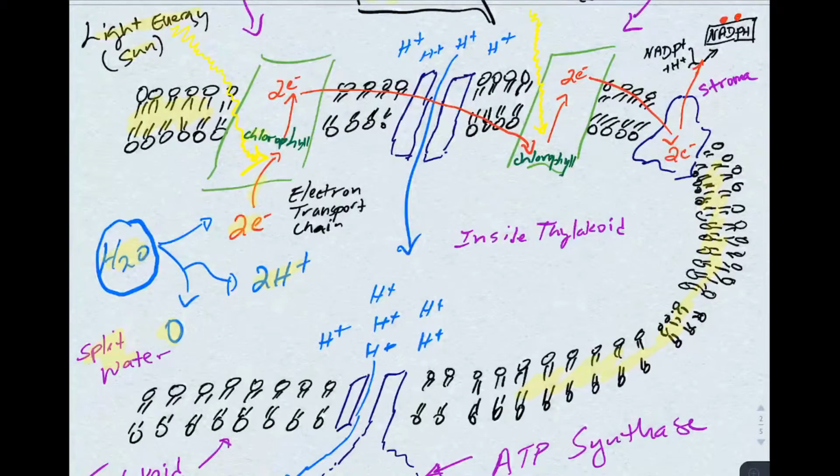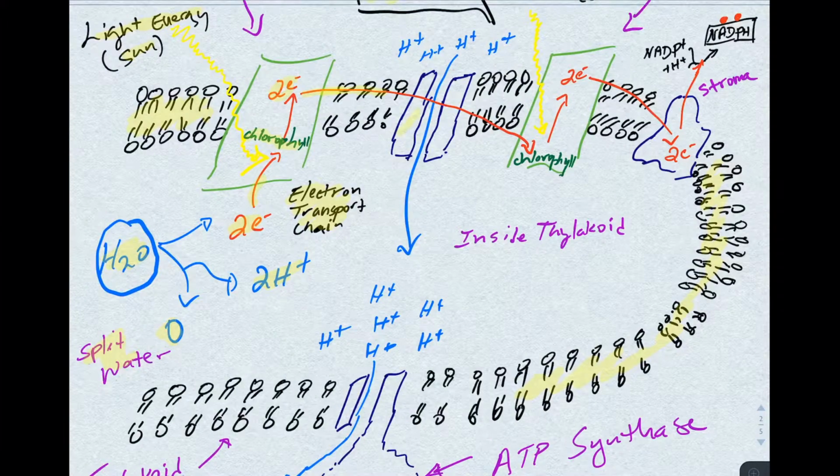The chlorophyll molecule found inside the photosystem 2 protein takes the light energy from the sun and brings those two electrons into a high energy state, which causes them to jump to the next protein. And this concept is known as the electron transport chain, when electrons start moving from one protein to the next.